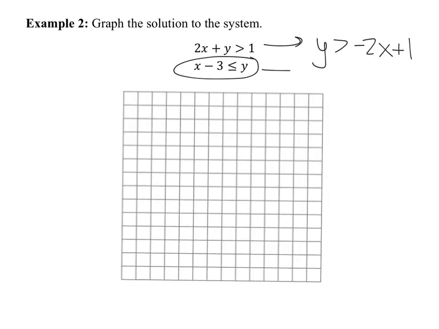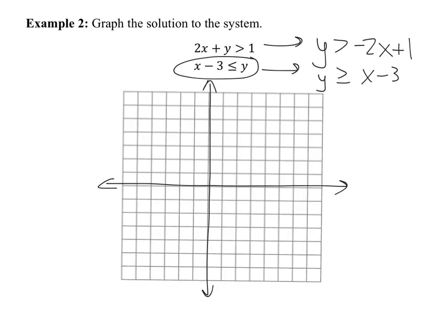And this one I'm going to rewrite as y greater than or equal to x minus 3. So I'm looking at these two regions. Let me see for a second. I want to make sure that I notice, first of all, that the first one is a greater than symbol, and the second one is a greater than or equal to. So the first will be a dashed line, and the second will be a solid line.